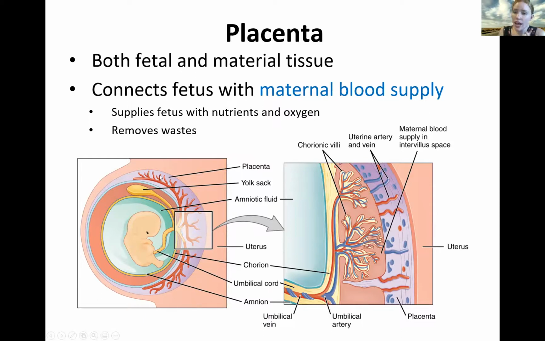Although it does have a function that's not listed here, but you might want to hear about anyways, and that is the placenta also produces progesterone, which is a hormone that helps to maintain the pregnancy. Okay, so you do not need to know that for this class, but you might hear it later on, so it's good to have already heard it. Okay, so here is the placenta.